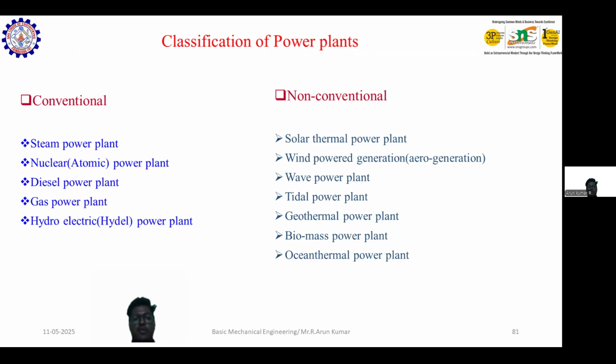Similarly for the nuclear power plant, diesel power plant, gas power plant, and hydroelectric power plant. Each power plant has a different type of source, and the different sources are converted into another form, a secondary type of source, which can be utilized by human beings. That source is extracted from the primary source. These are called conventional and non-conventional: conventional is a non-renewable source, and non-conventional is a renewable source. These are the types and classification of power plants.